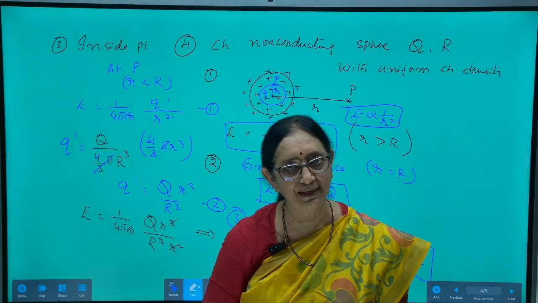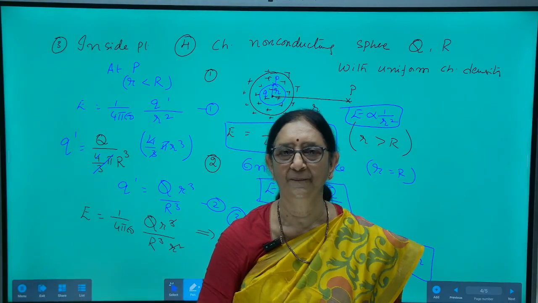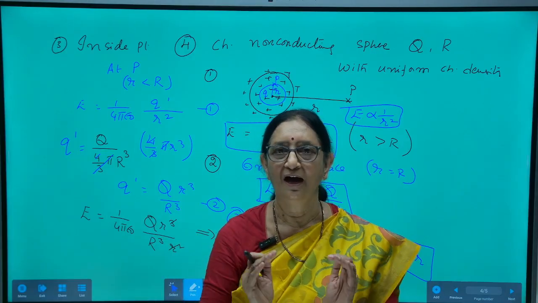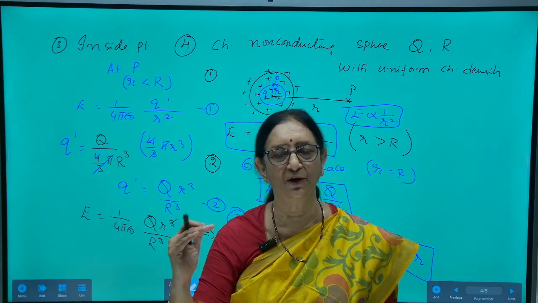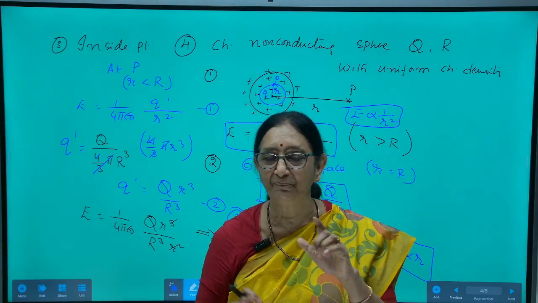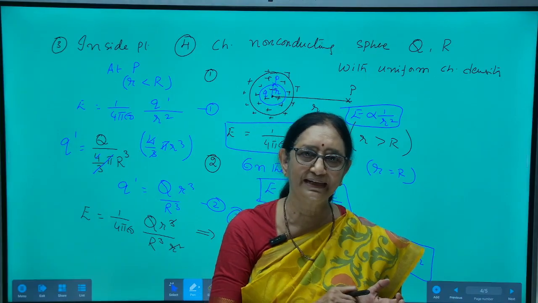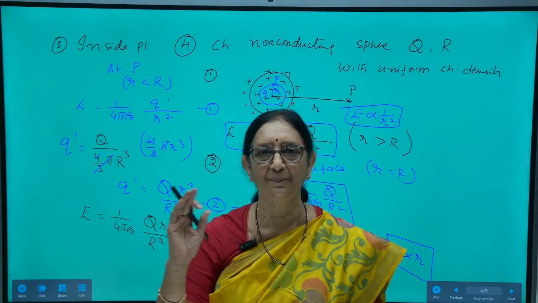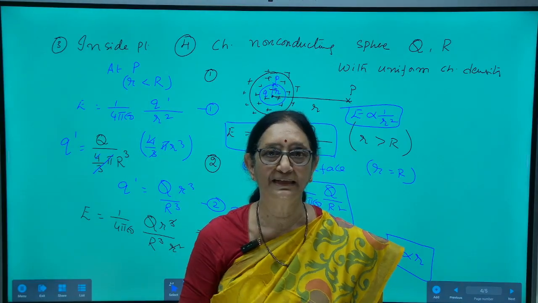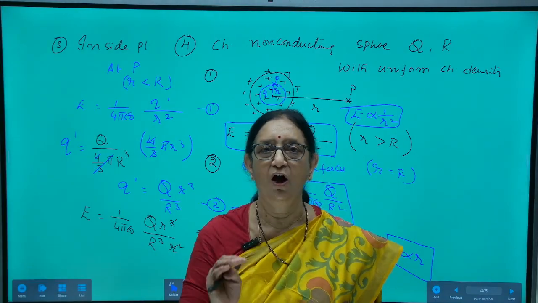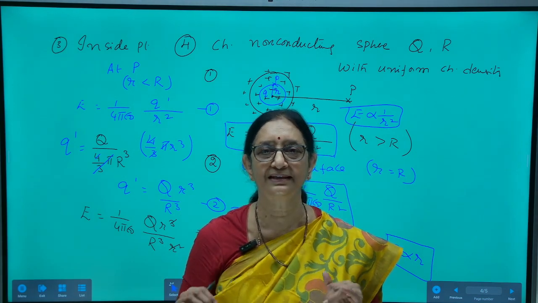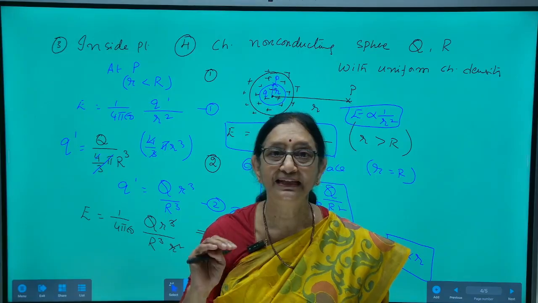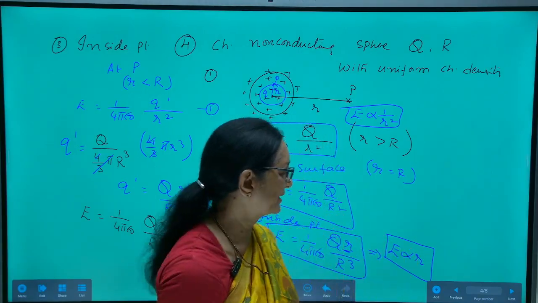If it is a spherical shell or conducting sphere, at any outside point it is 1 by 4 pi epsilon naught Q by small r square, on the surface 1 by 4 pi epsilon naught Q by capital R square. Both are the same in a solid conducting sphere or a non-conducting sphere. In all the cases, at any outside point and on the surface E is the same. But at any inside point of a spherical shell, E is equal to 0. At any inside point of a non-conducting sphere, E is equal to 1 by 4 pi epsilon naught Q r by R cube.